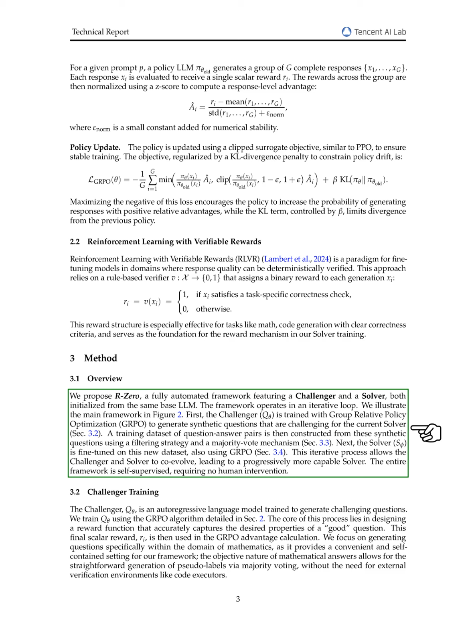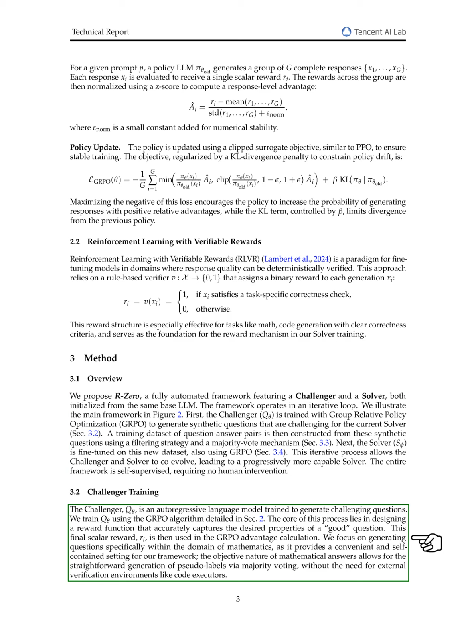The challenger is an autoregressive language model designed to generate tough questions. We train it using the Group Relative Policy Optimization (GRPO) method, focusing on creating a reward function that reflects what makes a question good. We concentrate on math questions since their objective nature allows us to easily generate pseudo-labels through majority voting, eliminating the need for external verification.